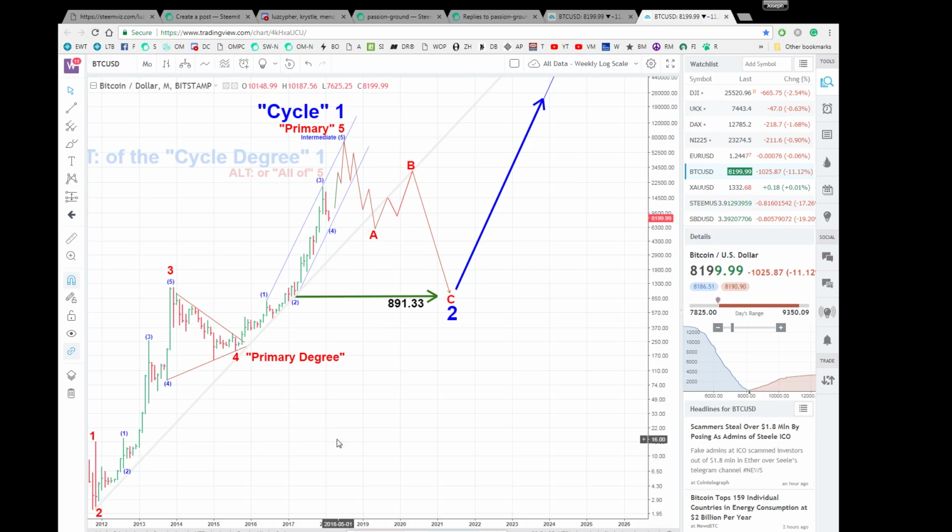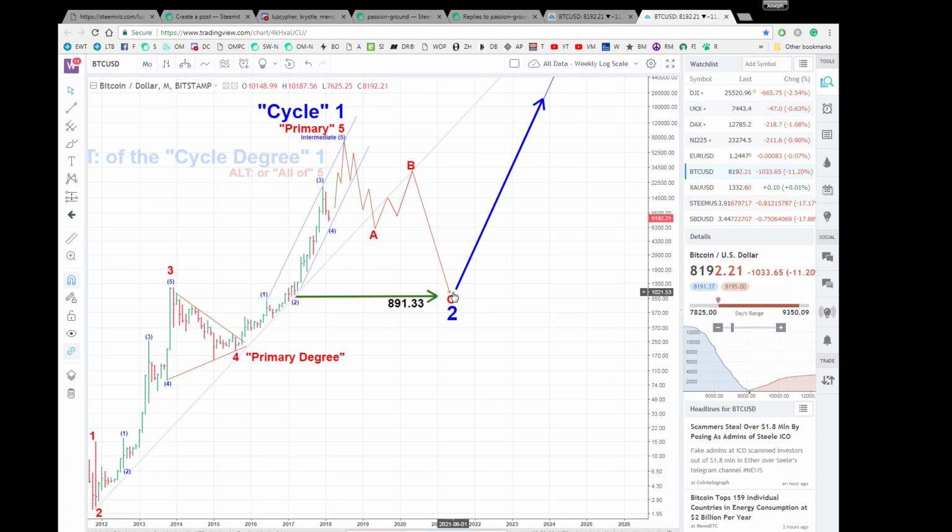It basically tracks human emotion and the forward progress of mankind in a larger, more philosophical sense. And that forward progress of mankind is basically 3 steps forward and 2 steps back, constantly moving ahead and ahead as time progresses over the millennia. So the 3 steps forward would be the first wave, the third wave, and the fifth wave. Your 2 steps back would be the corrective A wave and the corrective C wave.